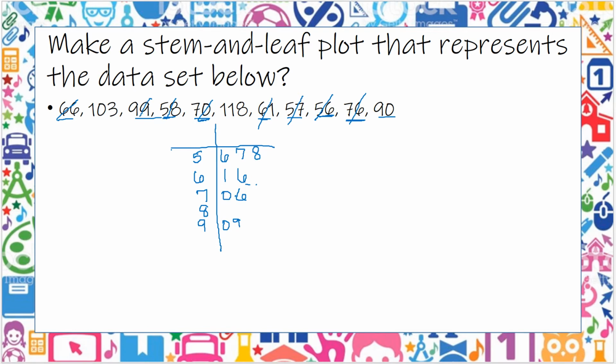And last we have our hundreds. We've got 103 and 118. So we're going to start with 10 in the tens place. That would be the same as 10 times 10, which is 100. And that leaf is just the 3, so it'd be 103.